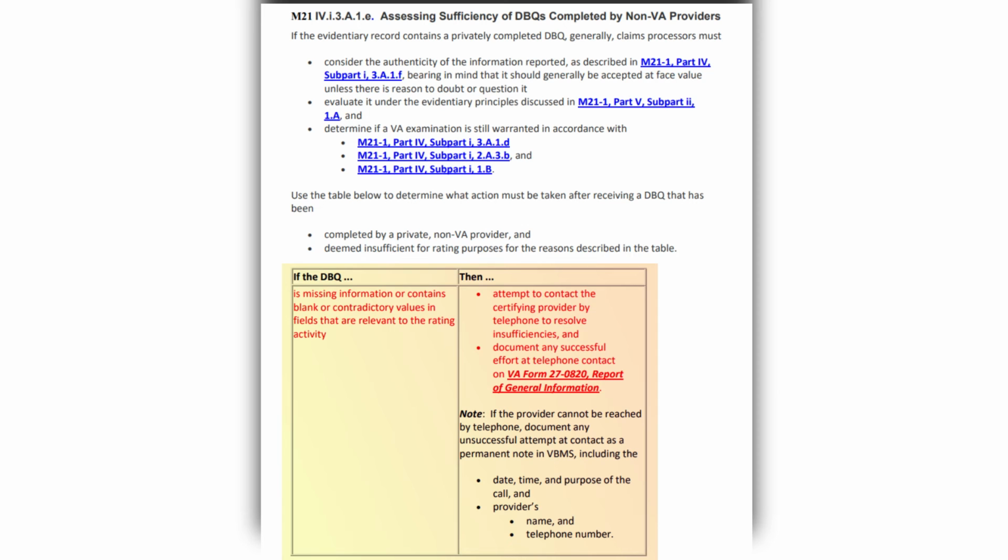Okay, so the reason why I'm showing you this is because as it pertains to those other slides, and especially the evidence section, these DBQs have to be completed correctly. They have to be sufficient and actionable. Okay, and also what this is telling you is that non-VA providers can complete DBQs. I've been hearing from veterans that some of the VA employees have been telling them, no, private doctors can't complete DBQs. I only heard it a couple of times, but if a VA employee tells you that, they are wrong.